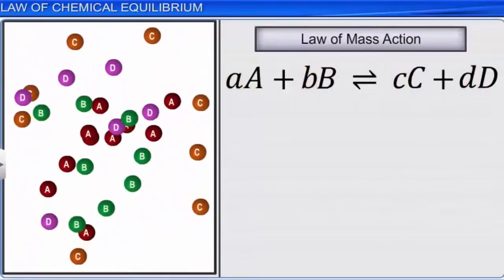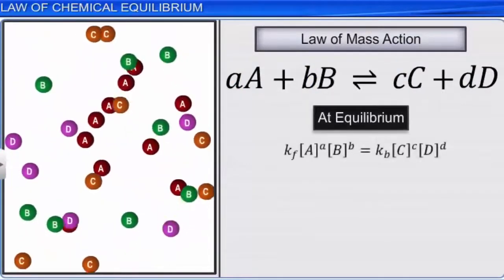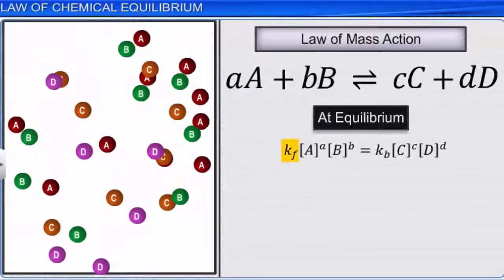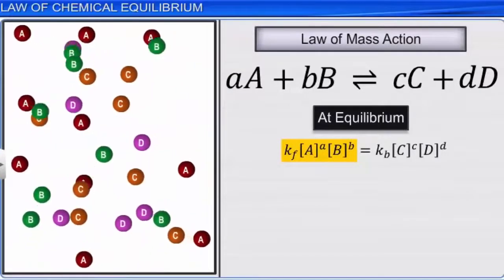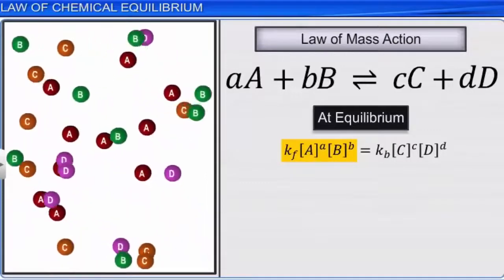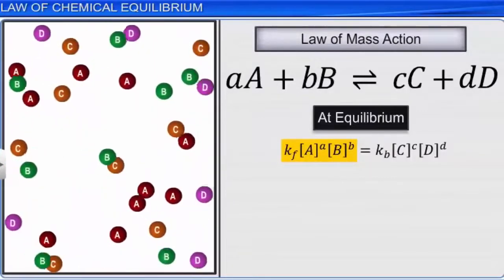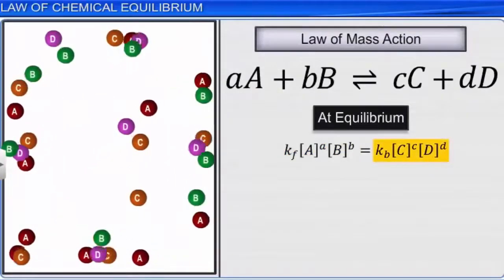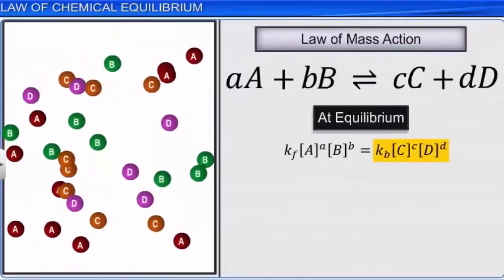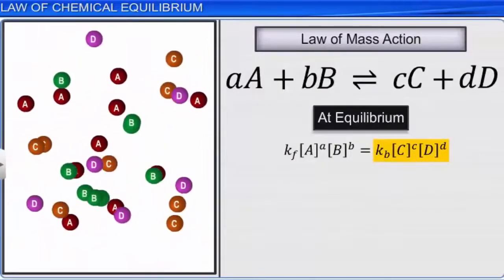It, therefore, follows that at equilibrium, Kf multiplied by the product of the concentration of the reactants, [A] raised to the power of a and [B] raised to the power of b, is equal to Kb multiplied by the product of the concentration of the products, [C] raised to the power of c and [D] raised to the power of d.